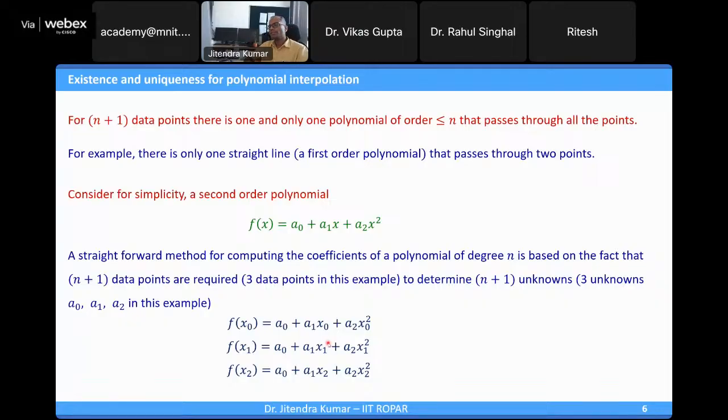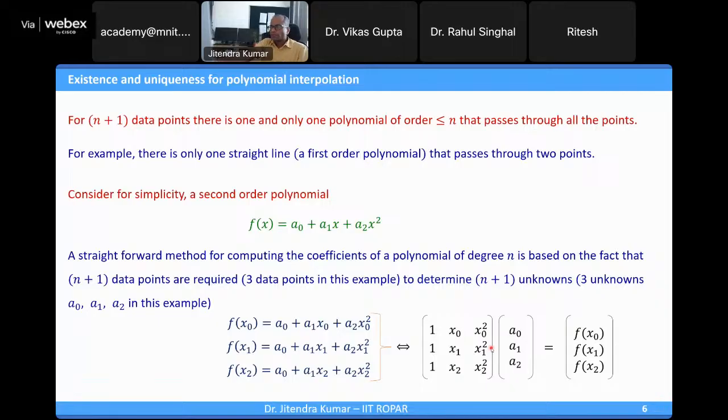So we have three equations and three unknowns. So these are the system of linear equations in a0, a1, and a2. These are the unknowns here, a0, a1, and a2. So that means we have such a nice system here, where you can see this matrix A, and then the unknowns are a0, a1, and a2, and the right hand side will be given by this f(x0), f(x1), and f(x2).